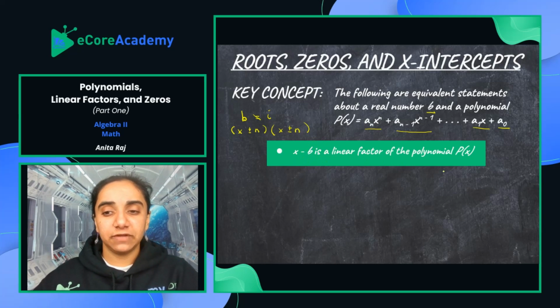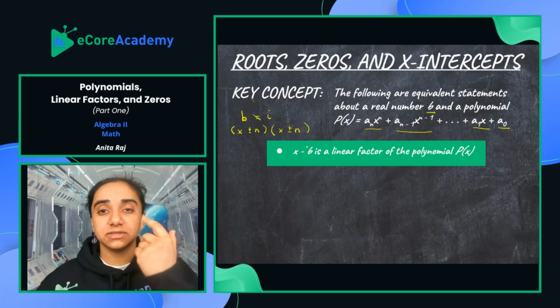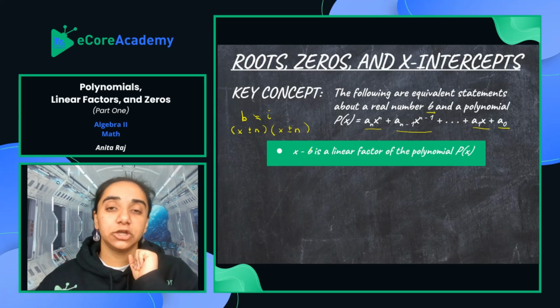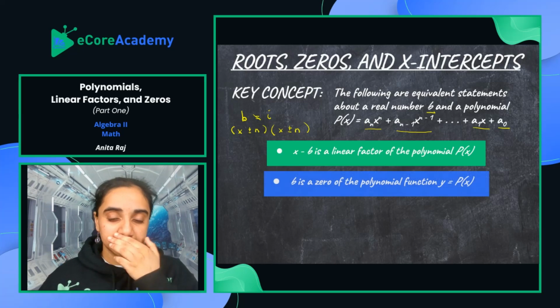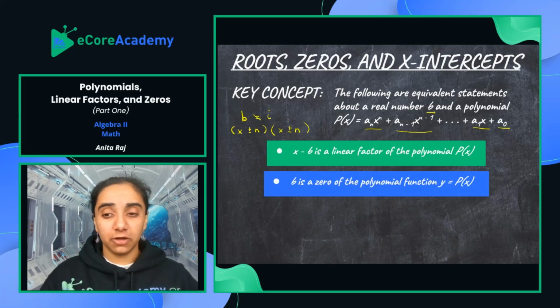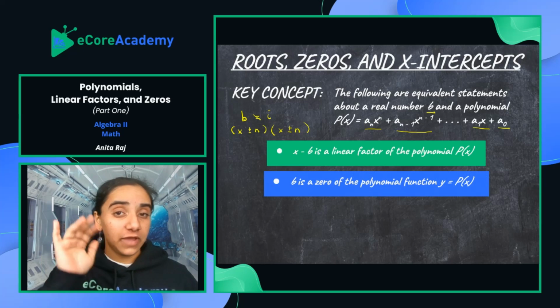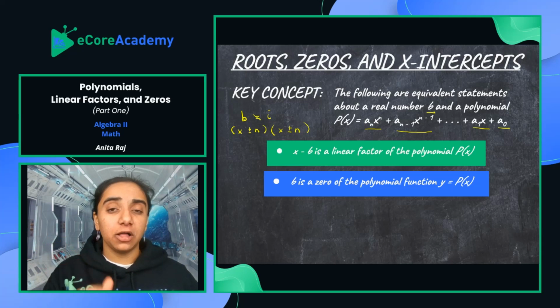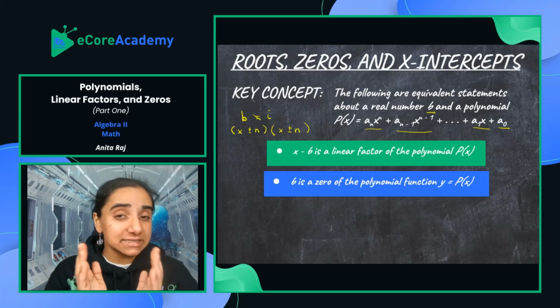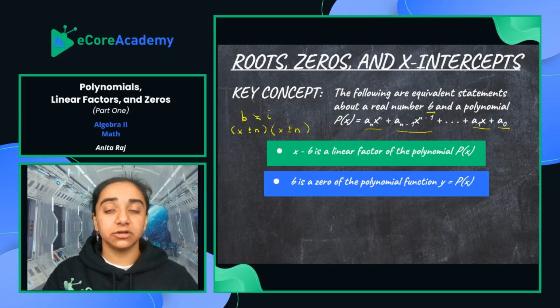X minus b is a linear factor of the polynomial p of x. That means that x minus b times another linear factor times another linear factor times another linear factor, when all multiplied out, will give you this polynomial p of x. So look at the next statement. B is a zero of the polynomial function y equals p of x. Remember, zeros are where the actual graph of this polynomial crosses the x-axis. It's where the function itself, meaning y, is equal to 0.